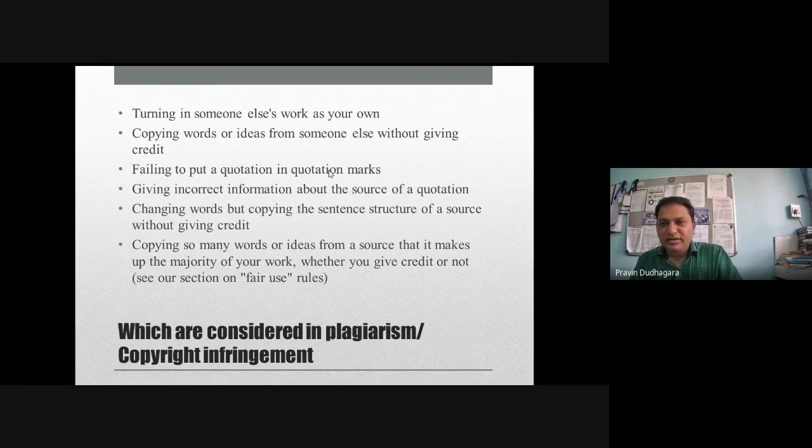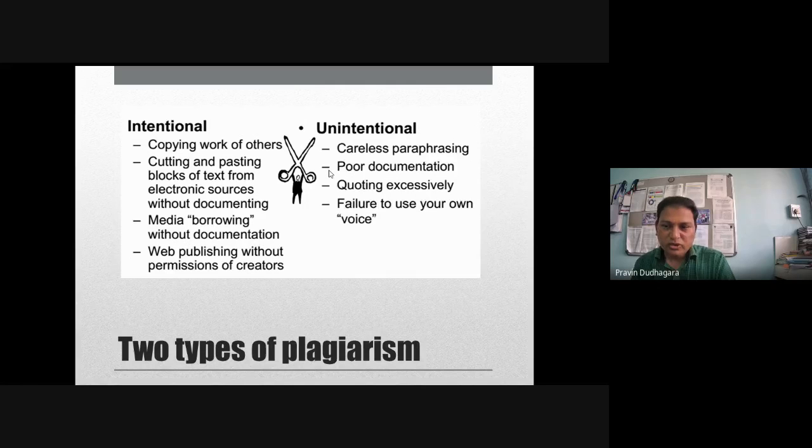Changing the words but copying the sentence structure of the source without giving credit to the original authors, which is also considered copyright infringement. Copying so many words or ideas from the source that it makes up the majority of your work, whether you give credit or not. That means if you follow such practices, you are considered to be plagiarizing. So as we discussed earlier, there are two types of copyright infringement.